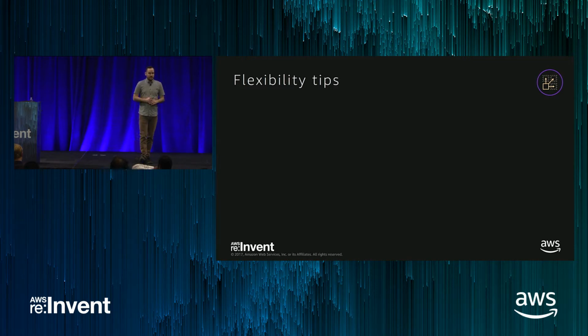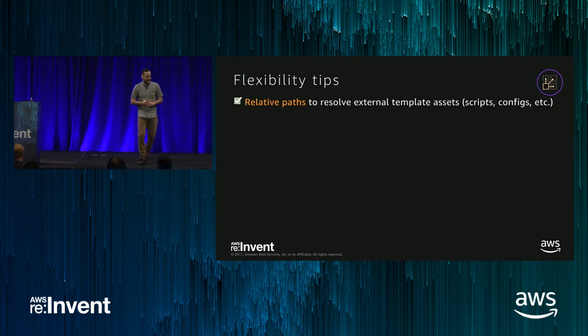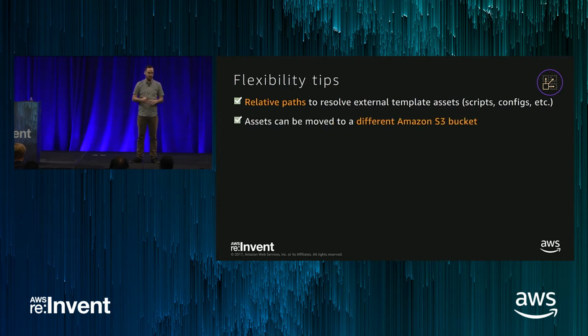In terms of flexibility, as I mentioned, relative paths allow you to resolve external template assets. So if you have scripts or configuration files that you have to pull in for a particular configuration, relative paths are definitely the way to go. This also allows you to move the assets to a different S3 bucket. Let's say you created a deployment in one particular region and you want to use a bucket in another region, or maybe you're a partner and you want to provide this to your customer, and the customer wants to edit it and build on top of that reference deployment, so they're going to have it in their own S3 bucket. By using all these relative paths, you can change a few parameters in the template and then build all the directories or all the URLs accordingly.